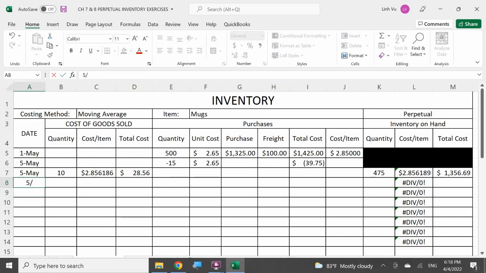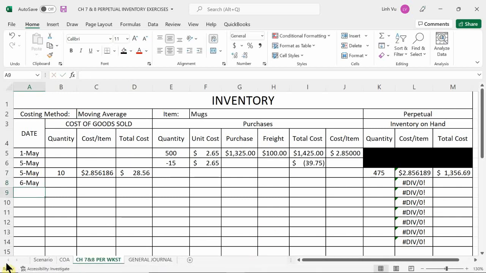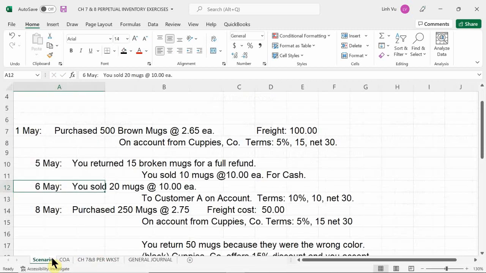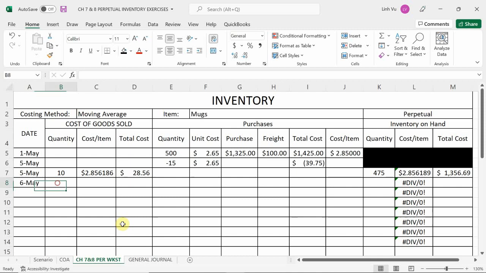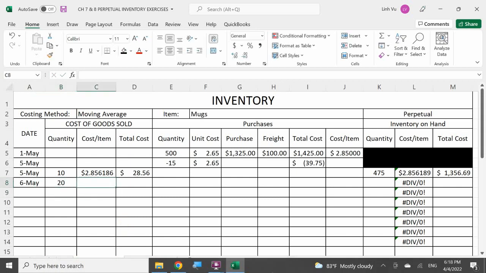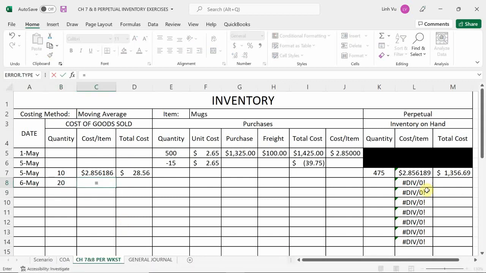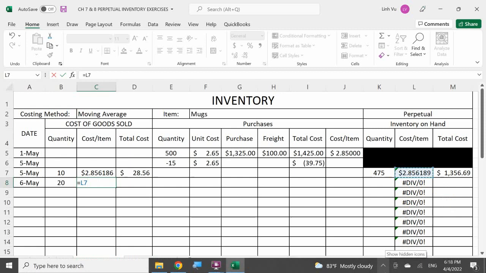Okay, so May 6th, we sold 20 mugs for $10 each to customer A. So in this case, I sold 20 mugs. Okay, right now my average cost per item is $2.85618.